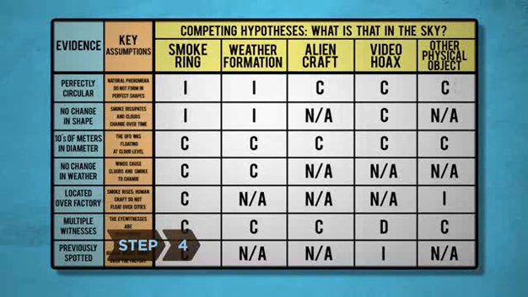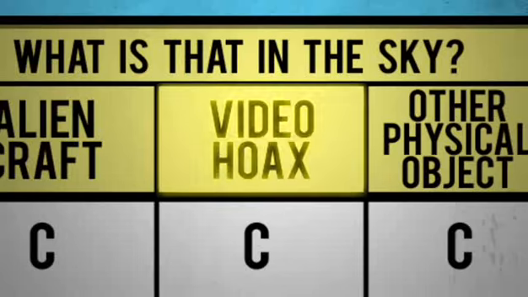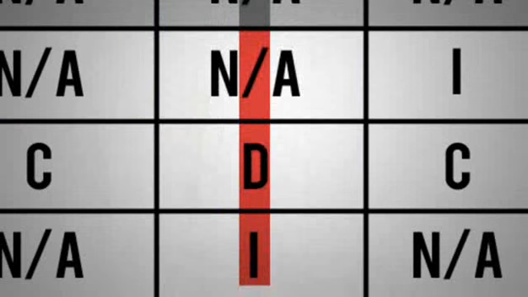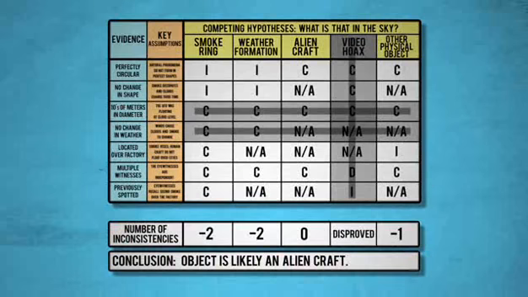Step 4. Cross out any evidence you consider non-diagnostic, meaning that it is equally consistent with all hypotheses or not applicable to any. Also cross out any hypotheses that you have disproved. Step 5. Add up the inconsistencies for each remaining hypothesis. The one with the fewest inconsistencies is the most likely hypothesis.